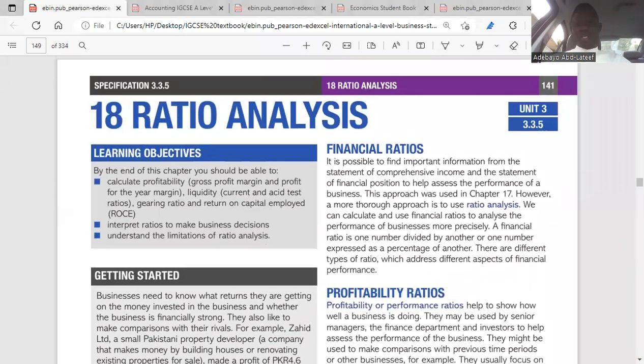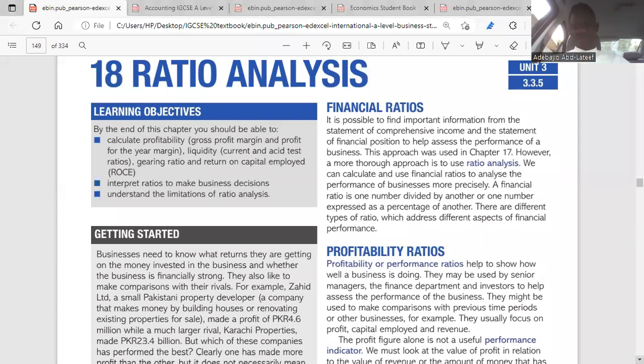Today's topic is ratio analysis. And when you talk about ratio analysis, are you there? Are you there?